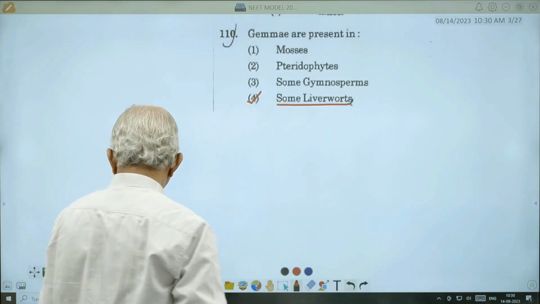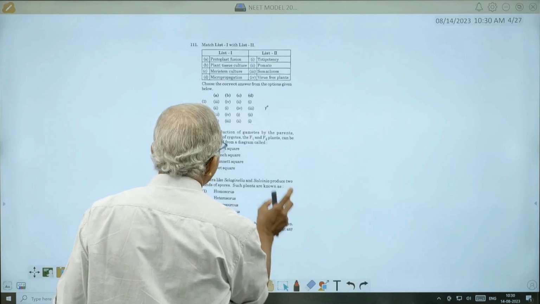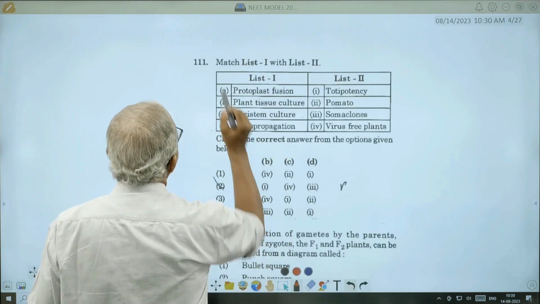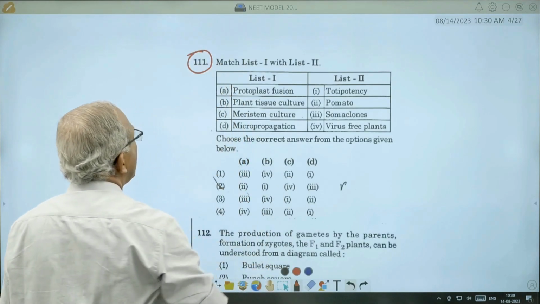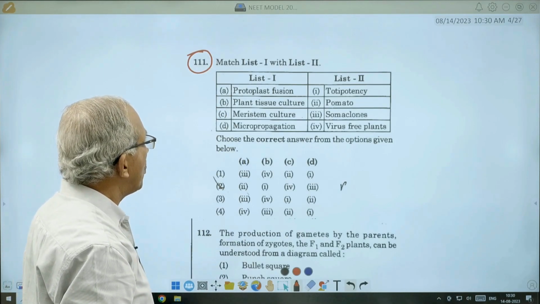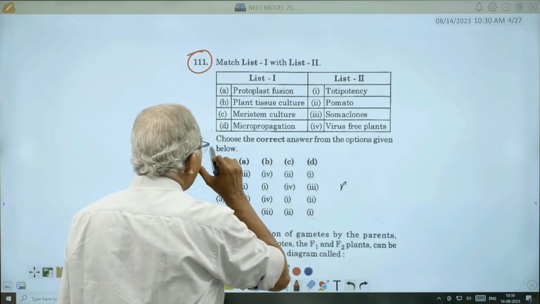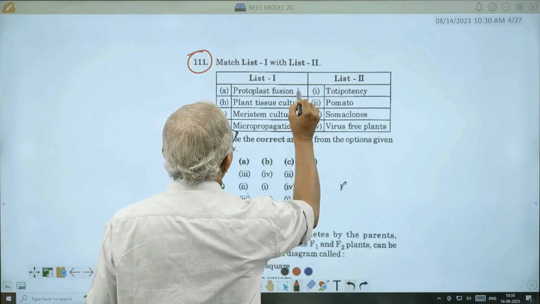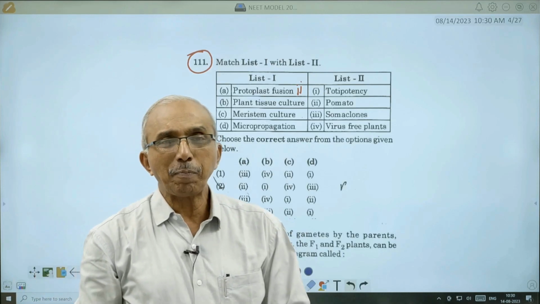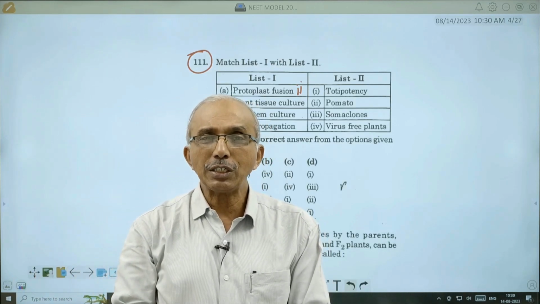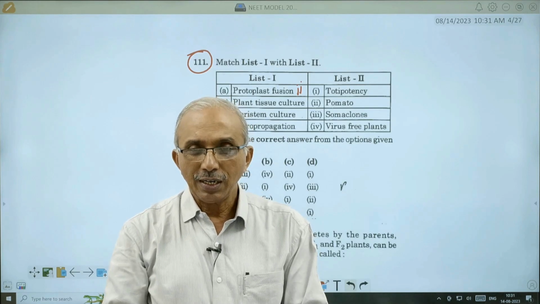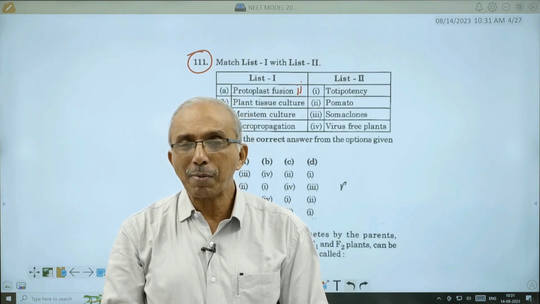Next botany question, question number 111. Protoplast fusion can be matched with 2 because pomato is a plant produced by the protoplast fusion of potato and tomato. Protoplast fusion is what is called somatic hybridization.